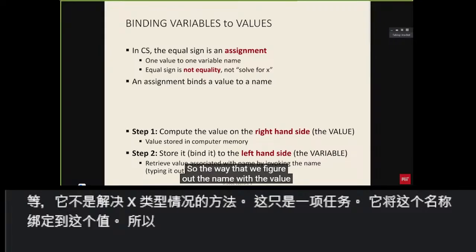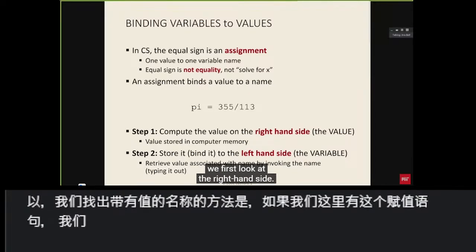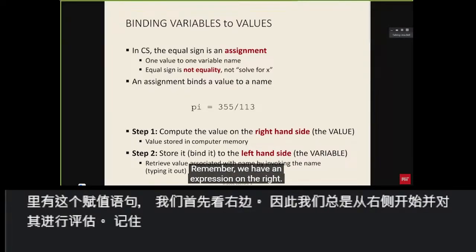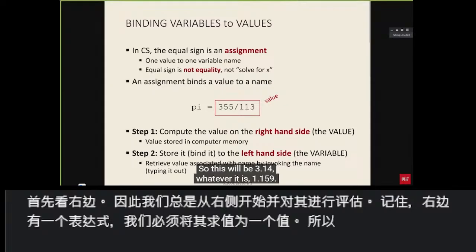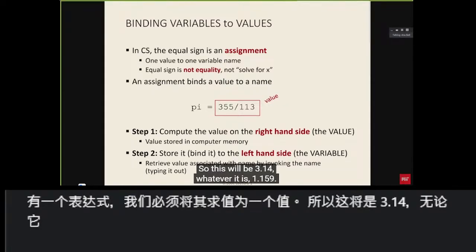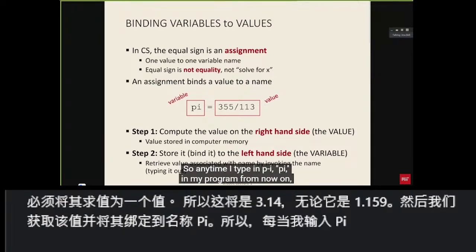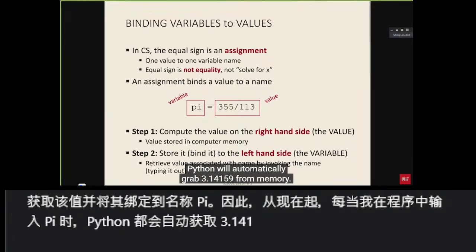So the way that we figure out the name with the value is, well, if we have this assignment statement here, we first look at the right-hand side. So we always start with the right-hand side, and we evaluate it. Remember, we have an expression on the right. We have to evaluate it to one value. So this will be 3.14159, whatever it is. And then we take that value and bind it to the name pi. So anytime I type in pi in my program from now on, Python will automatically grab 3.14159 from memory. Right? So it's bound to that value now.